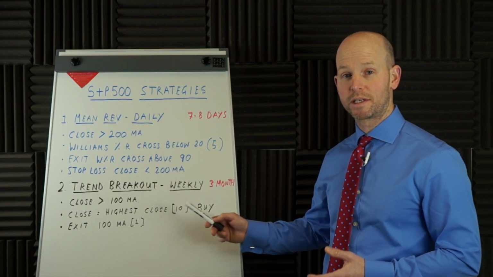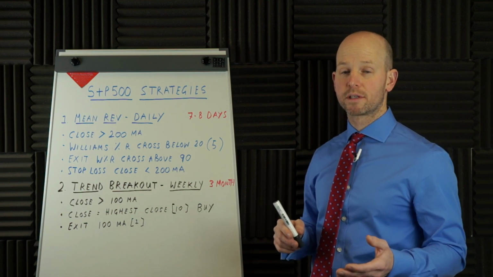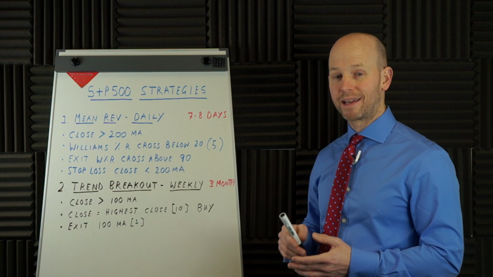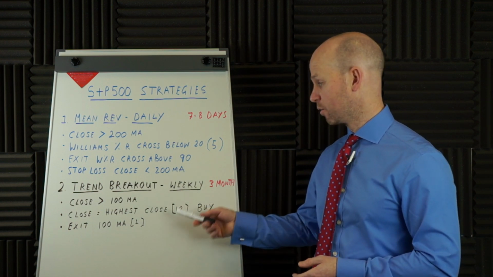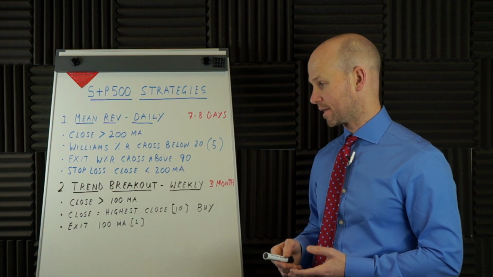So we look at this week's close and then compare that to the last 9 bars, and if it's the highest one, then that's our signal to buy or go long on the open of the next bar or the next week. It's as easy as that.